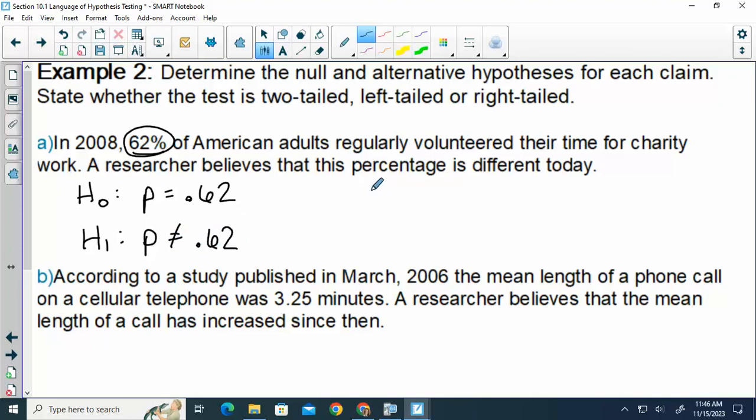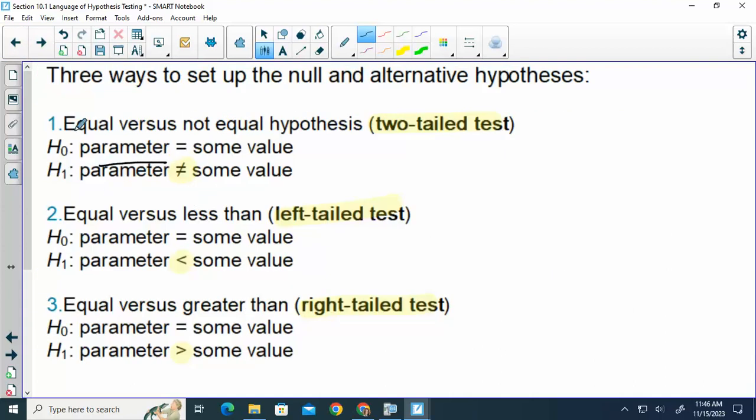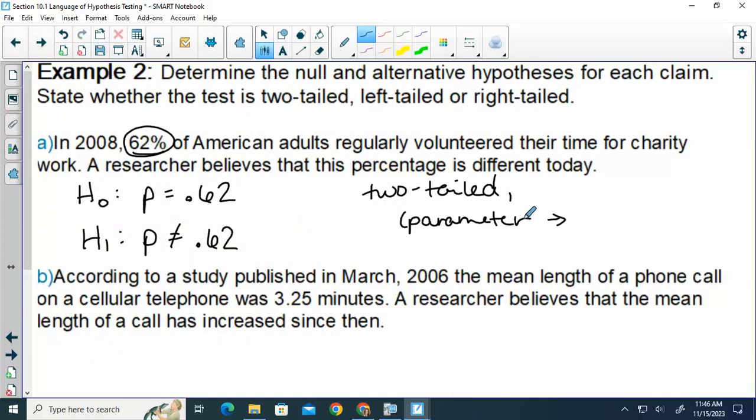So is this left-tailed, right-tailed, or two-tailed? What is my parameter on this? I didn't ask that, but the parameter is just the thing we're talking about, which in this case is our p value. So our parameter might be a proportion, it might be a mean, something like that.